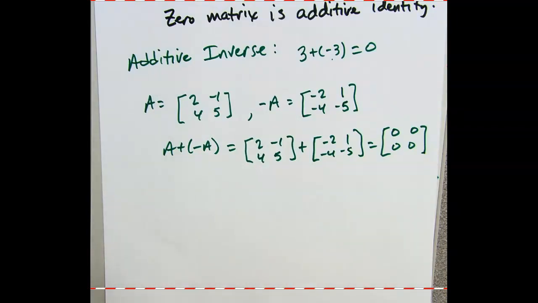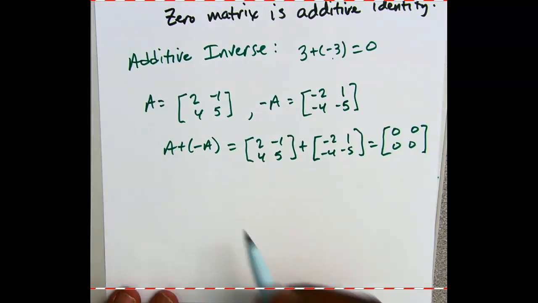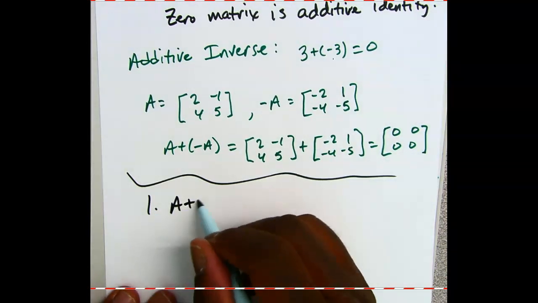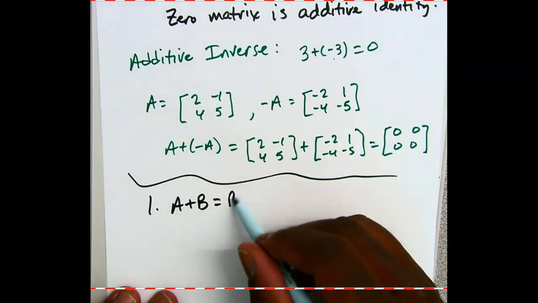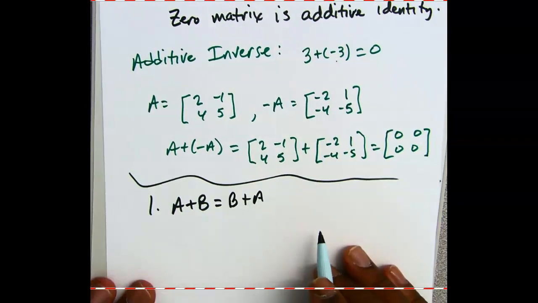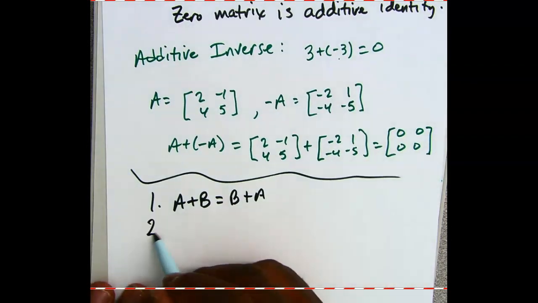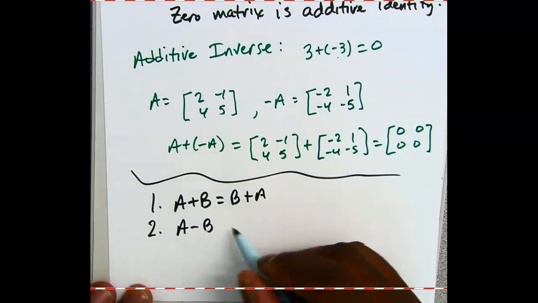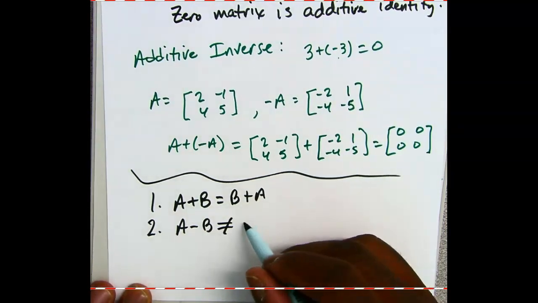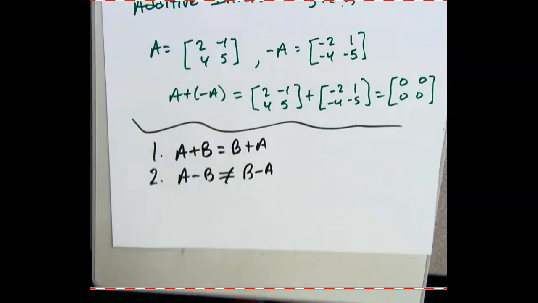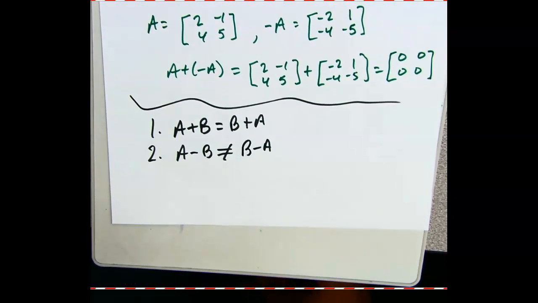One other thing I want to mention is two properties. So for matrices, A plus B is equal to B plus A. So matrix A plus matrix B is equal to matrix B plus matrix A. A minus B does not necessarily equal B minus A. It could under certain circumstances, but for the most part, that would be a no.